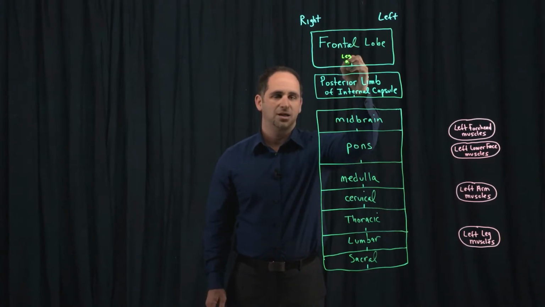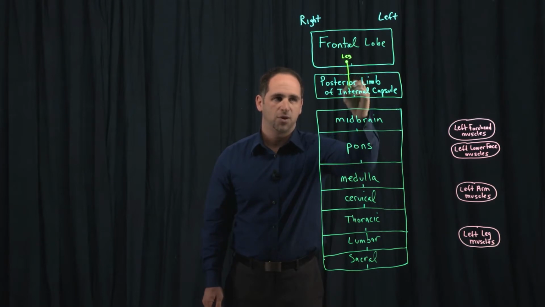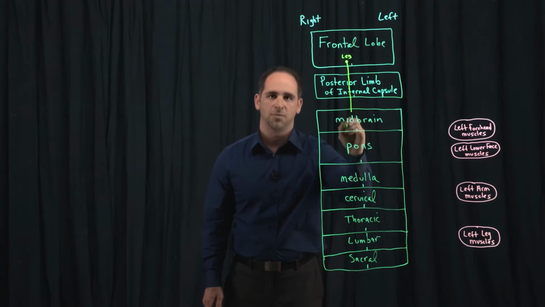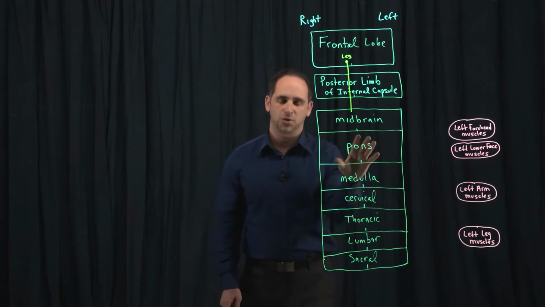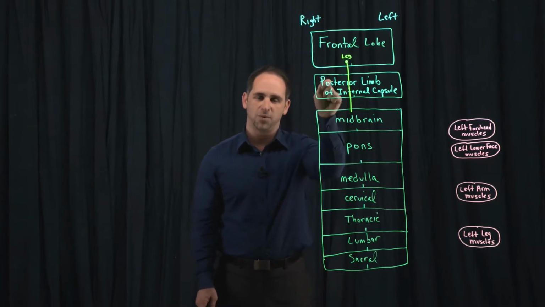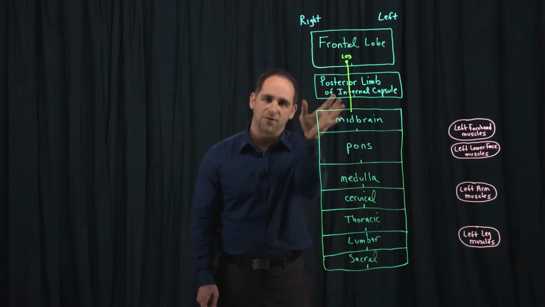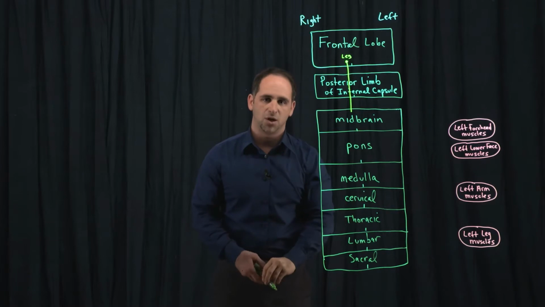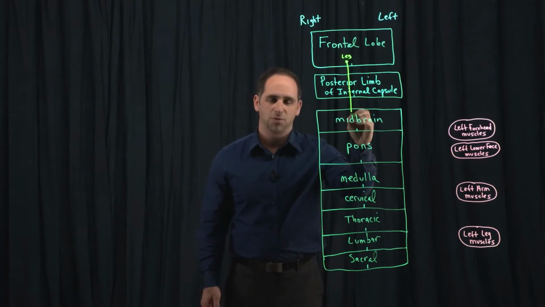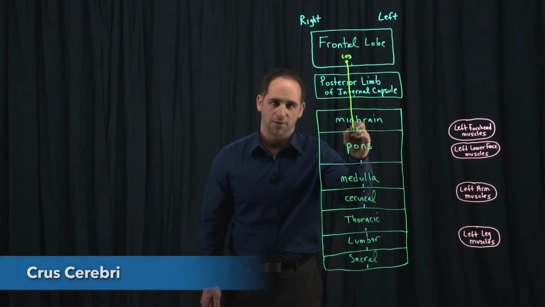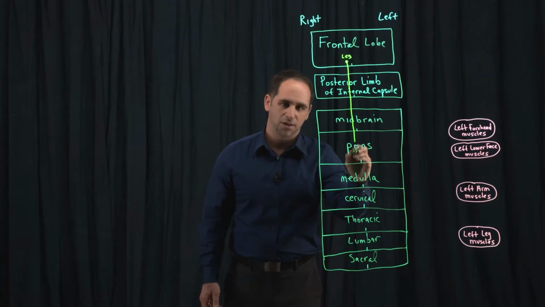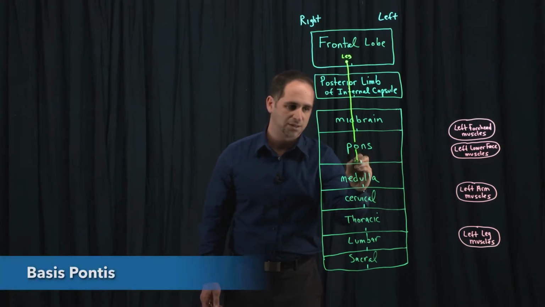And the axons of the upper motor neuron are going to descend through the posterior limb of the internal capsule. From there, it's going to enter the brainstem. And in the brainstem, it's really important to understand that these upper motor neuron axons are going to descend through the ventral part of the brainstem. So for the midbrain, the ventral part of the midbrain is called the crus cerebri. So we're going to go down through there. Now we're going to enter the ventral pons, which is called the basis pontis.